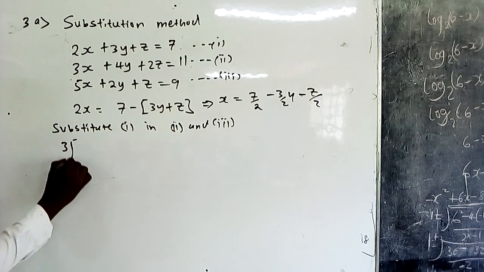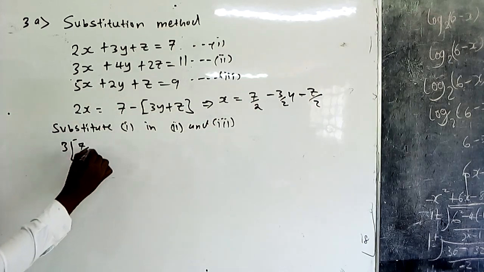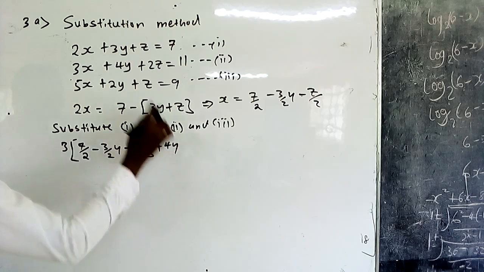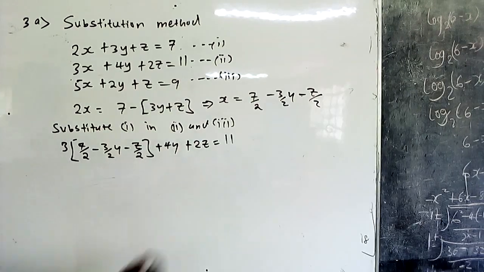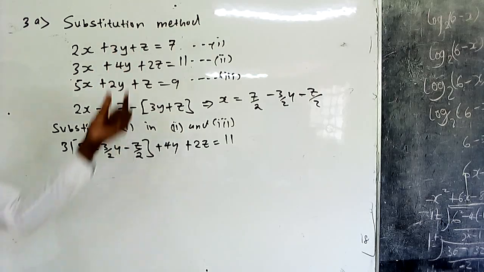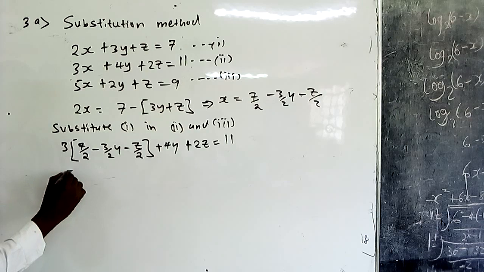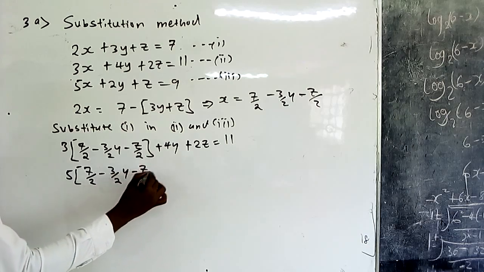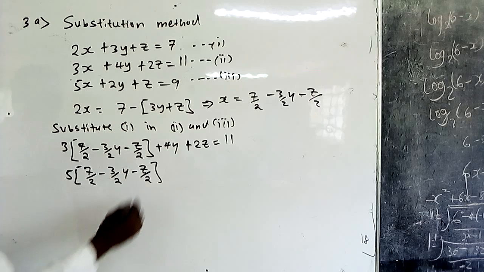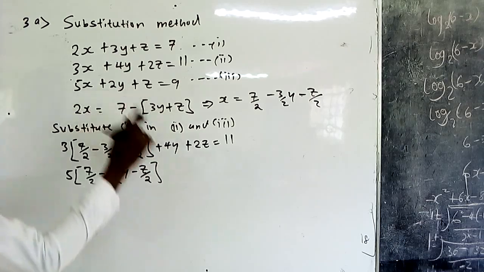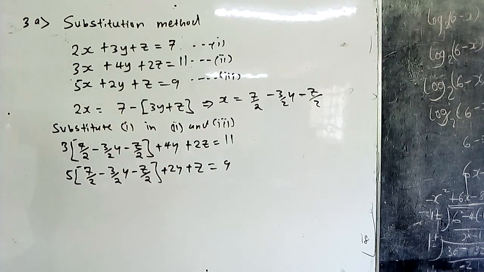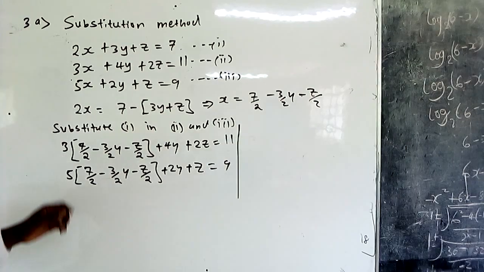So we have 3 into the value of x. But what is x? 7 over 2 minus 3 over 2y minus z over 2, plus 4y plus 2z equals 11. So you've already substituted 1 in 2, then you substitute 1 in 3. So we have 5 into the value of x: 7 over 2 minus 3 over 2y minus z over 2, plus 4y, plus z equals 9, isn't it? Then you now simplify the two equations. If you simplify the two equations, what do you have?